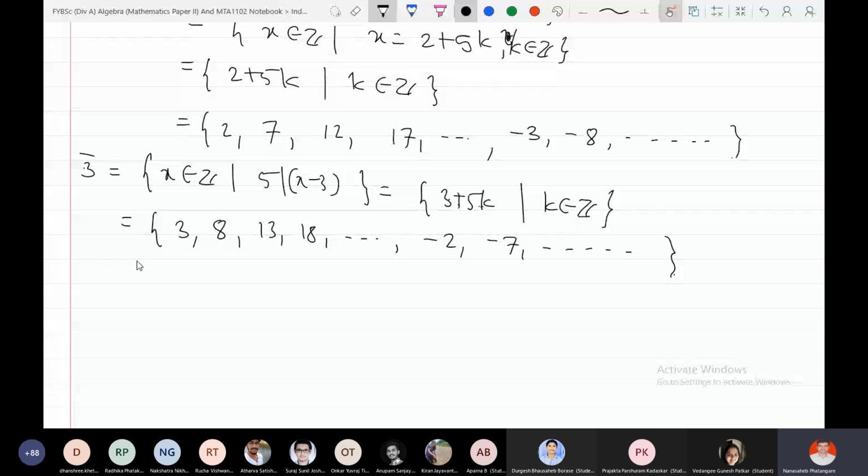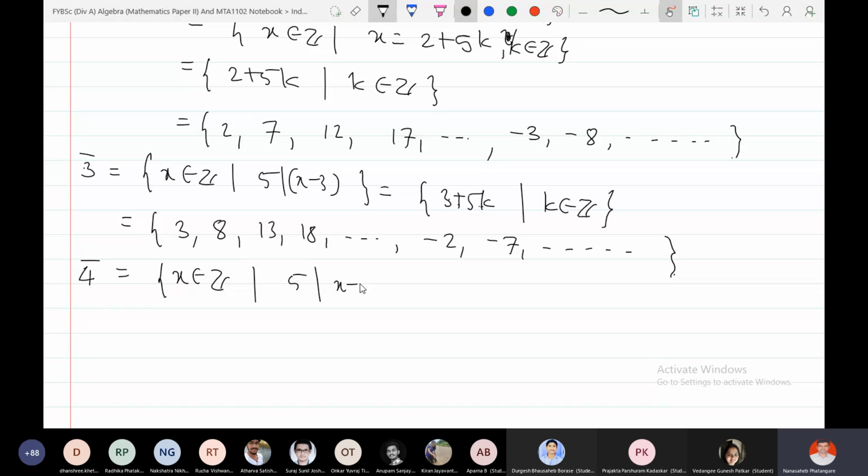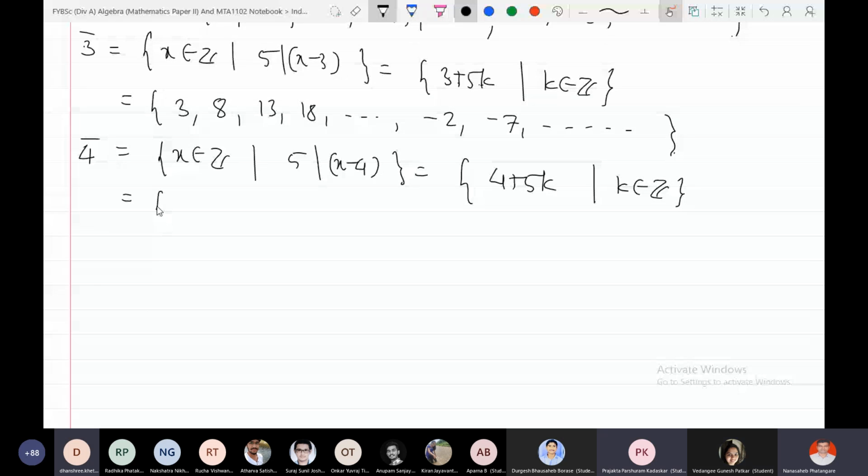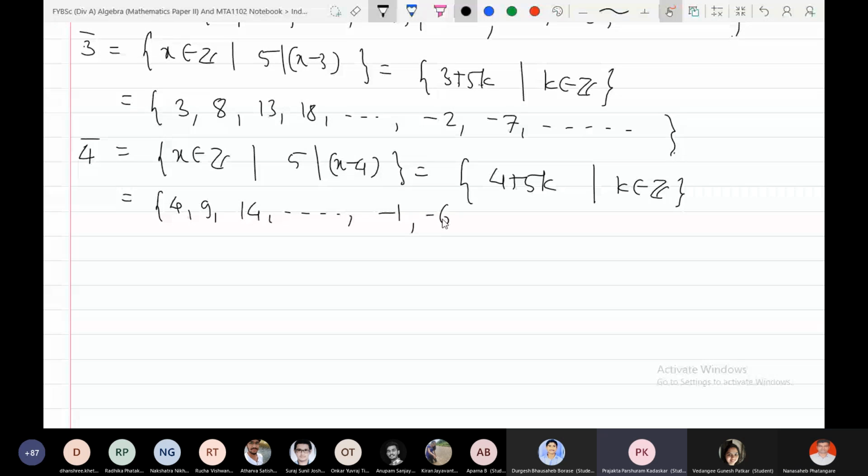Now which element is uncovered so far? 4. So we'll choose 4 from the remaining and investigate the class of 4. So 5 divides x minus 4, and therefore it is simply 4 plus 5k or 4 minus 5k, k belongs to Z. And what are the members? 4, 9, 14, 19, and so on. On the negative side, minus 1, minus 6, minus 11, and so on.